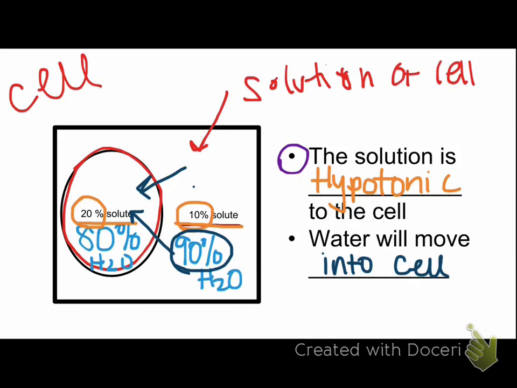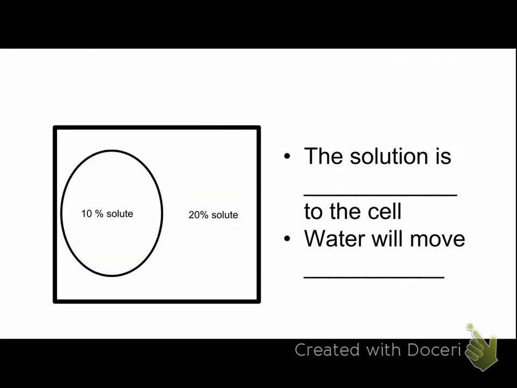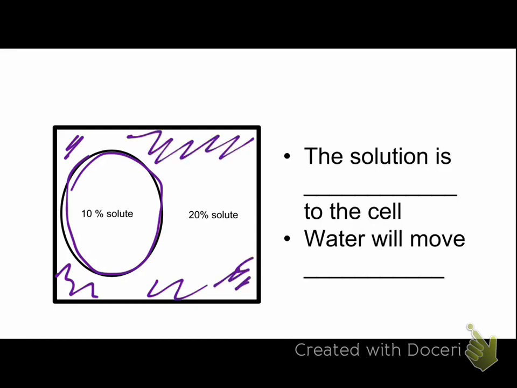So let's take a look at another example here. So same thing, remember this is my cell. This area here represents the solution that the cell is in. Okay, so you can do it one of two ways. You can start with this question here, or you can start with your concentrations. Since we did our concentrations first last time, we'll do it again this time. So inside myself, 10% is solute. That means that 90% is water. If then outside the cell, 20% is solute, that means that 80% is water.